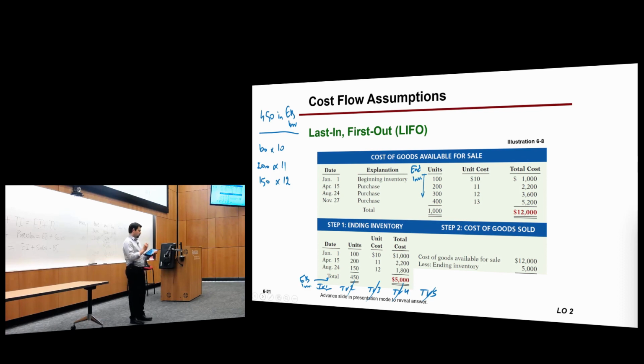Subtract that amount from the cost of goods available for sale. It will give you the cost of goods sold. As you can see, the cost of goods sold and the ending inventory have different values when you use LIFO and when you use FIFO. This will have some implications later on income and on taxes, etc.